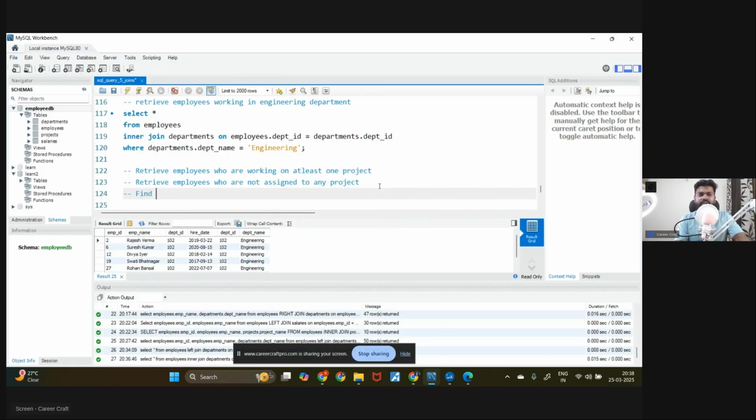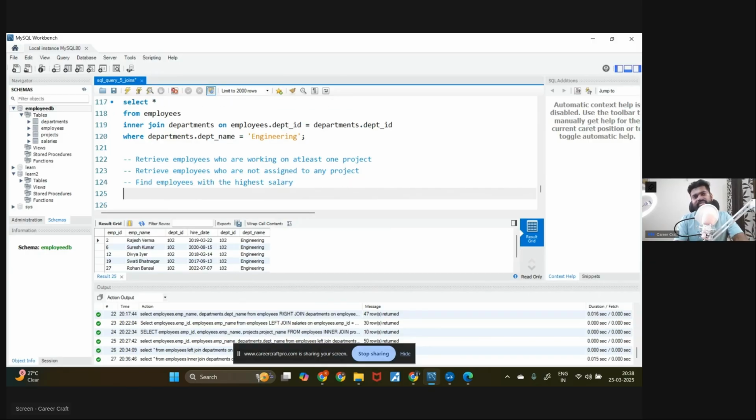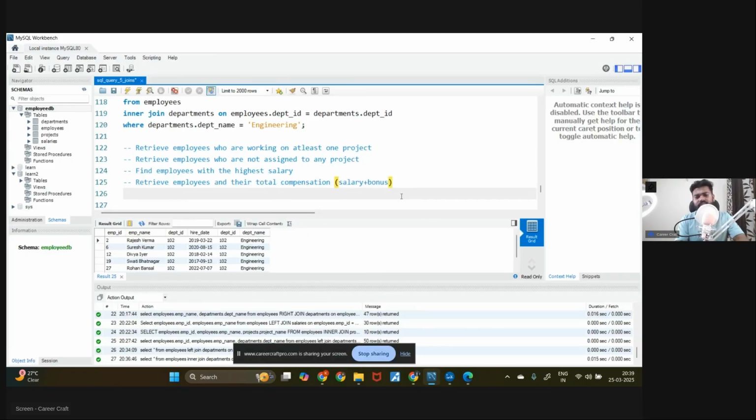These are now high level questions. Find employees with the highest salary. Let's say, retrieve employees and their total compensation. Total compensation is salary plus bonus. This is the next question, right? Last question in this series.